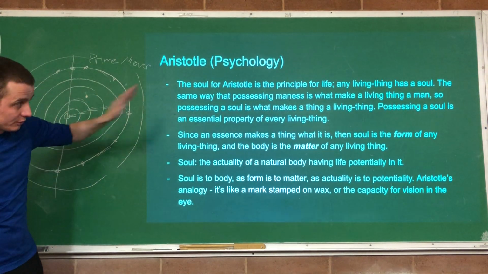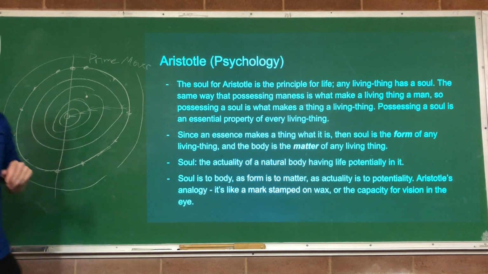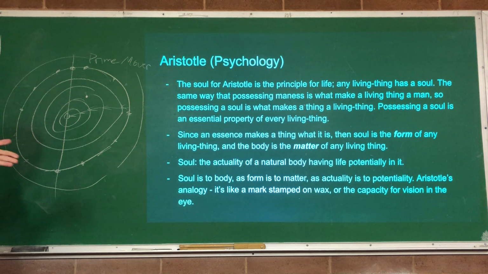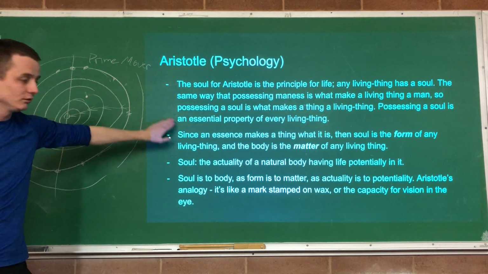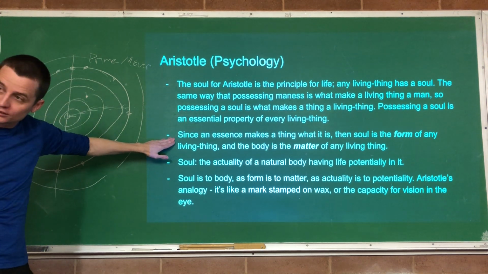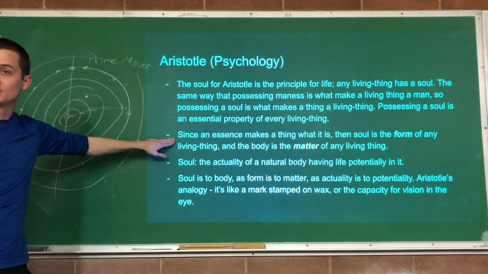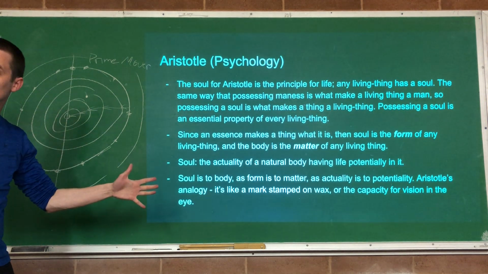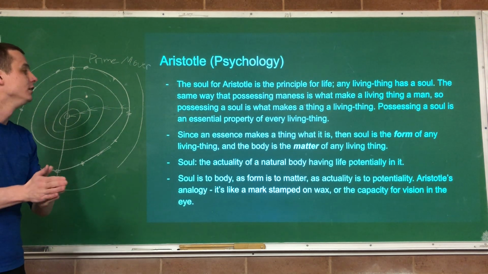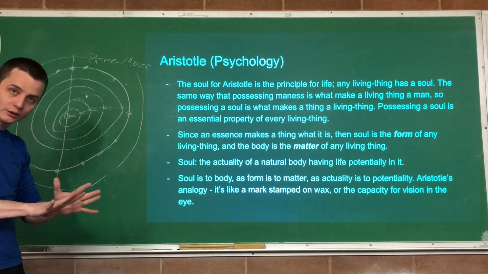Okay, so the principle of life, any living thing has a soul. The same way that possessing manness is what makes a living thing a man. If you possess a form of manness, you are hence a man. So possessing a soul is what makes a thing a living thing. If it possesses a soul, by definition, it's a living thing. Possessing a soul is an essential property of every living thing. It gets at its essence. It's not living if it doesn't have a soul. And when you kill it, it doesn't have a soul, because it's not living anymore. It's now dead. So dead things do not have souls. When you die, the soul's not there anymore. Make sense? That doesn't mean that he didn't believe in any sort of afterlife. It's just how he's using the word soul.